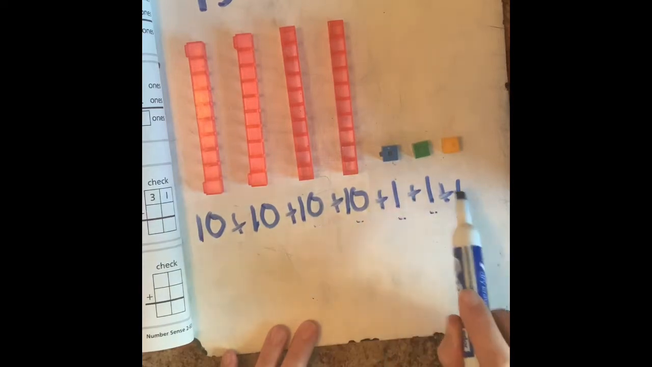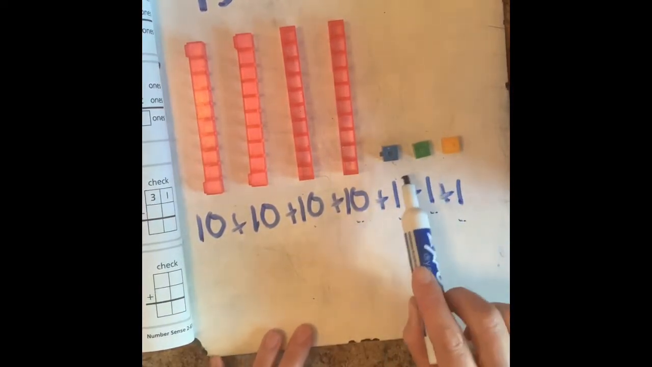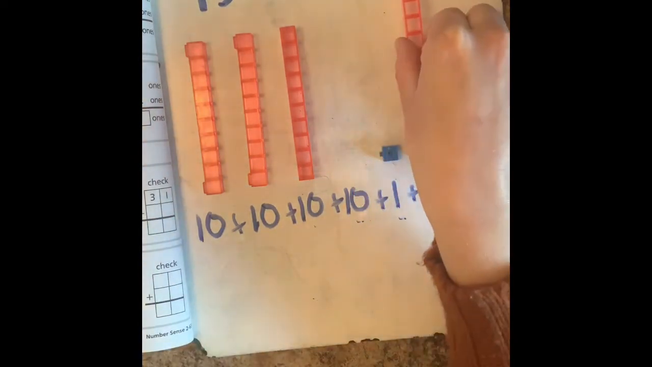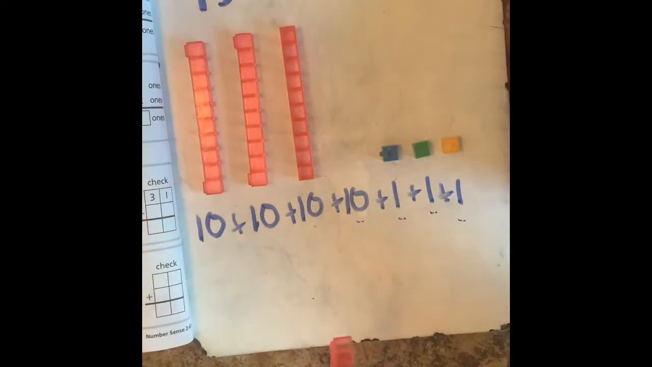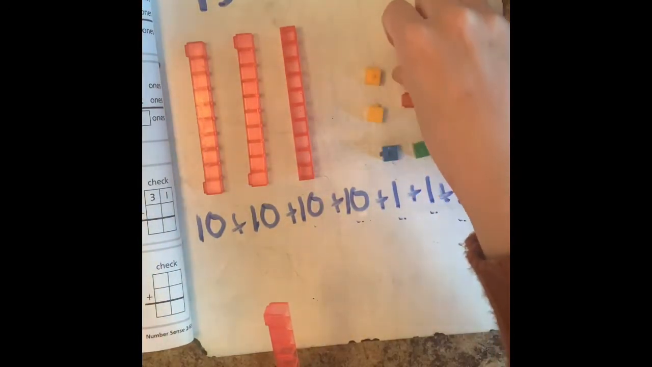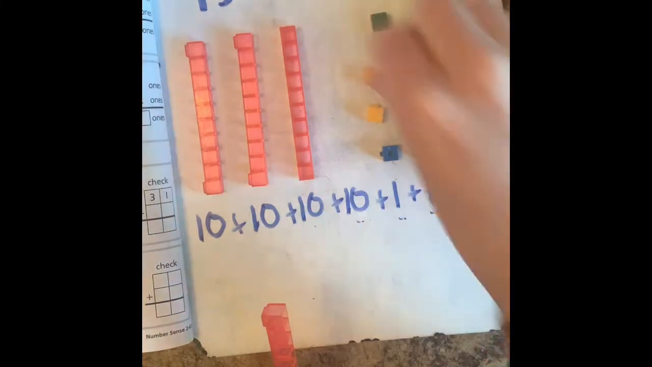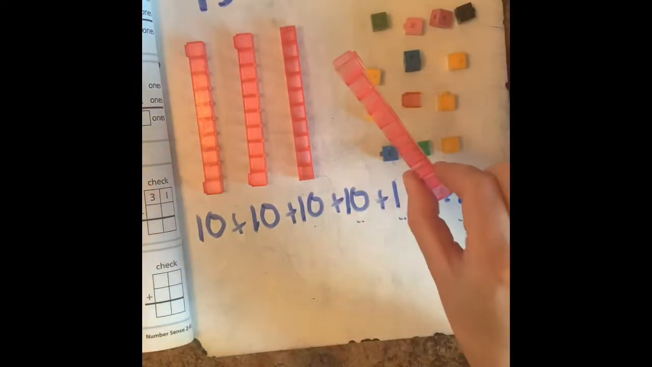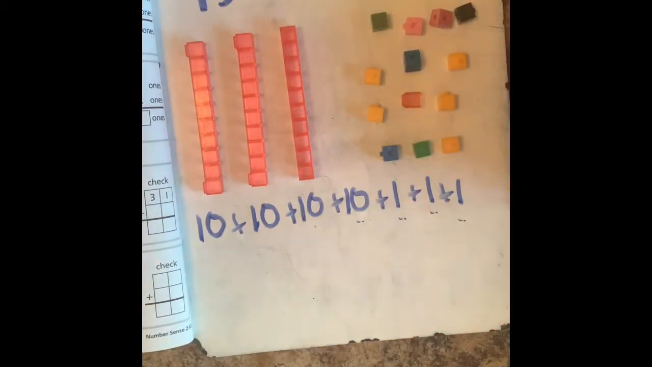Now, I can't take 8 away from here because I only have 3. So what could I do? Well, I could take one of these tens away and bring it over here. So this 10 becomes 10 ones. 1, 2, 3, 4, 5, 6, 7, 8, 9, 10. So now this 10 became those 10 ones.